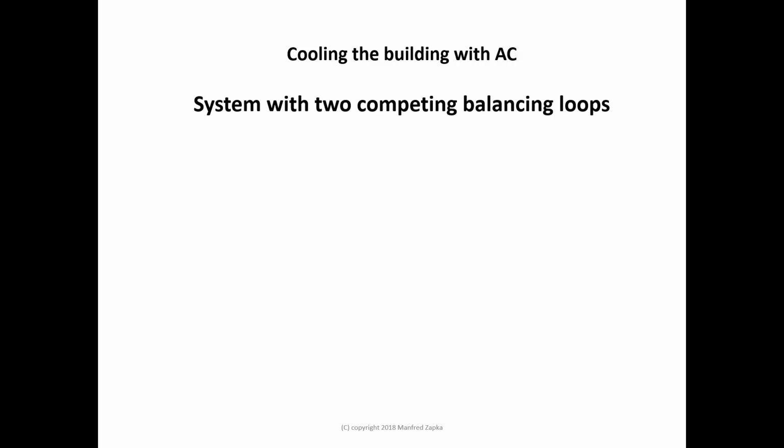In our example, we have two balancing loops, and these balancing loops are what we refer to as competing, as each balancing loop affects the performance of the other.